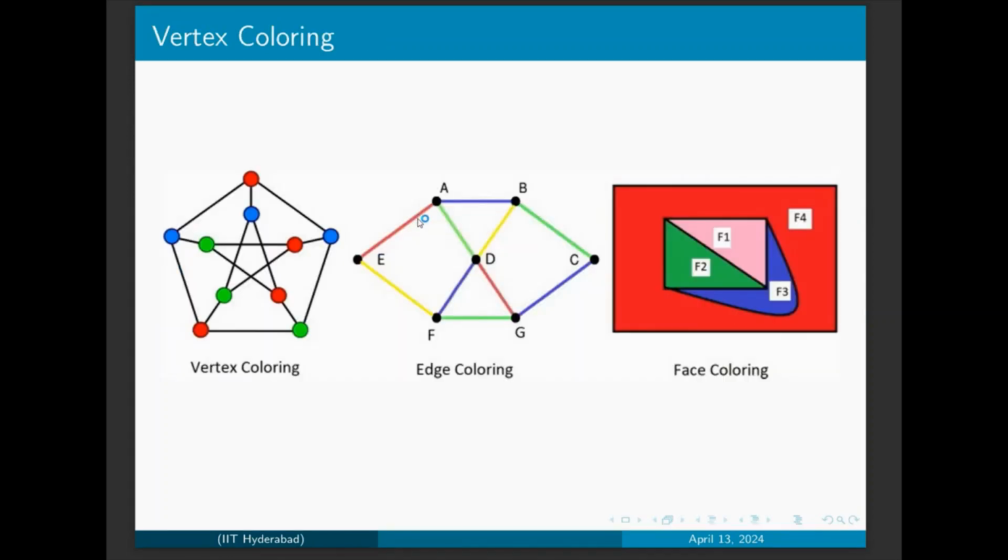So as we know, there are different types of coloring mechanisms. Vertex coloring, where no two adjacent vertices share the same color. Edge coloring, where no two adjacent edges share the same color. Then face coloring, like in a planar graph, where no two adjacent faces share the same color, and a combination of vertex and edge coloring, which is total coloring, where adjacent vertices and edges are assigned different colors.